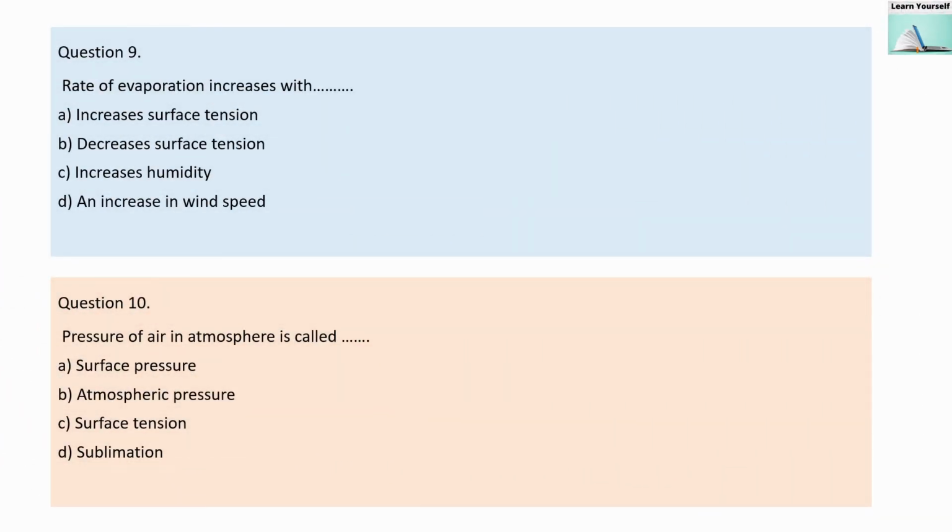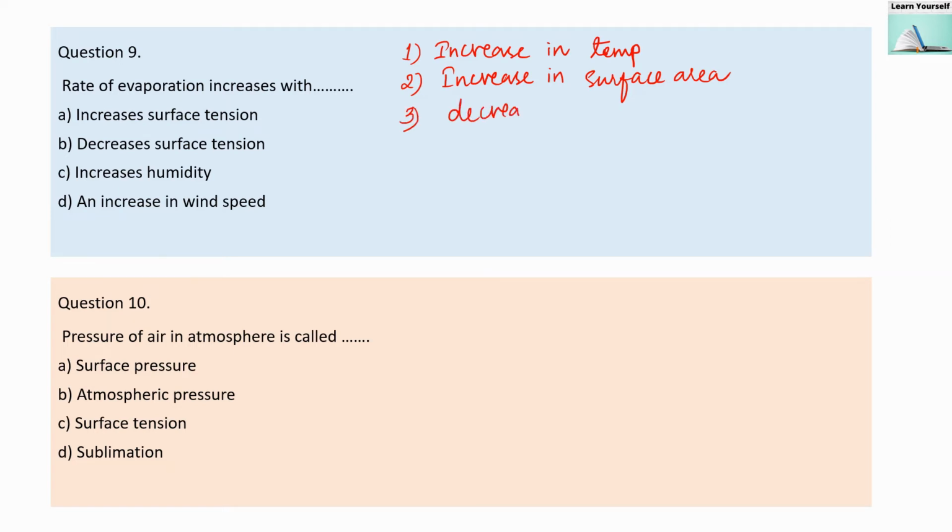Question number 9. Rate of evaporation increases with. We have seen in the chapter there are some factors which tell us that if these factors increase or decrease, it will affect the rate of evaporation. The rate of evaporation will increase with an increase in temperature. When surface area increases, the rate of evaporation increases. When there is a decrease in humidity, the rate of evaporation increases. And lastly, an increase in wind speed leads to an increase in evaporation. So these are the four factors, and when they increase or decrease, the rate of evaporation also gets affected.